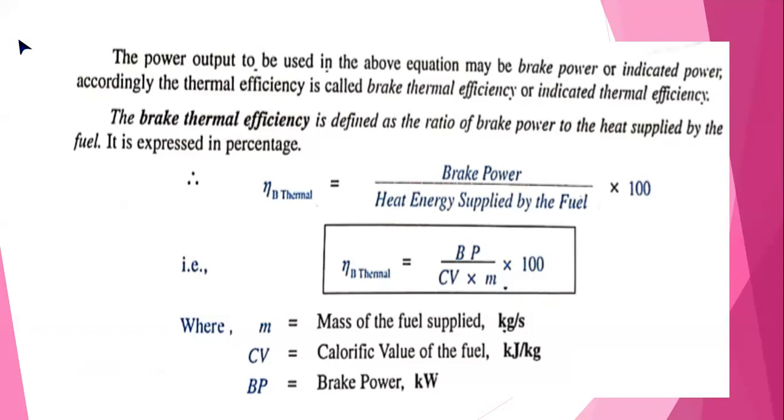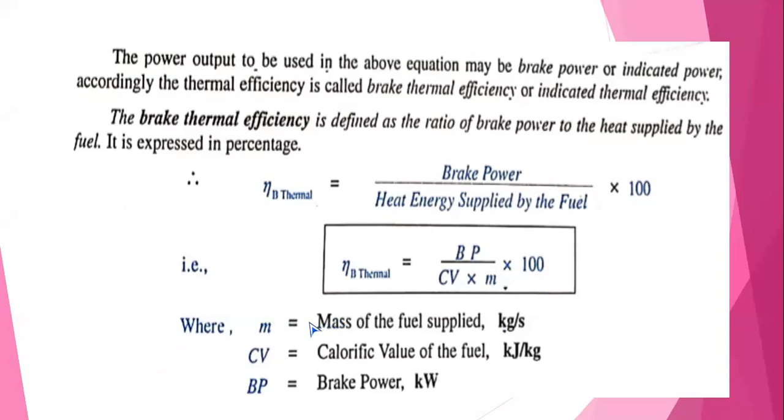The brake thermal efficiency, that is eta B thermal. You already know that it equals brake power divided by heat energy supplied by the fuel, into 100. Eta B thermal equals BP divided by CV into M, multiplied by 100. From this you can calculate the brake thermal efficiency.